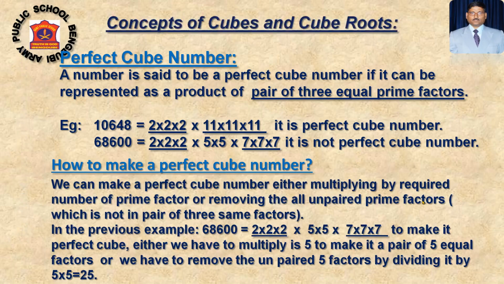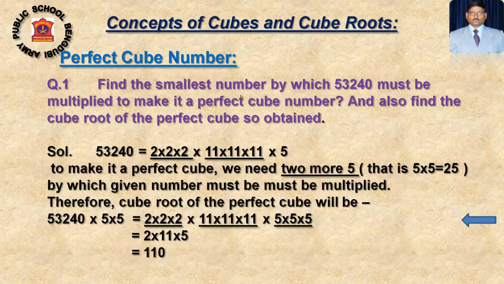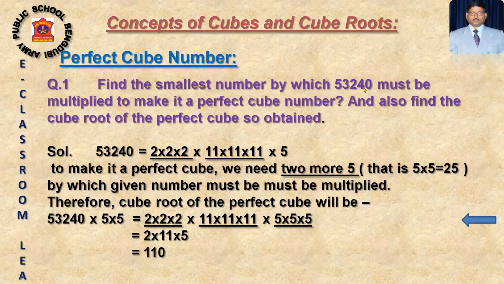So a perfect cube number can be made either by dividing or by multiplying by the required number of prime factors. Okay, this you will get. Now, perfect cube number, one problem sum I am giving you. Find the smallest number by which 5324 must be multiplied to make it a perfect cube number.